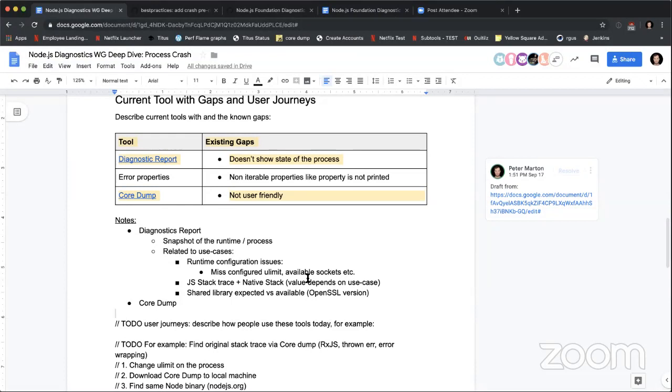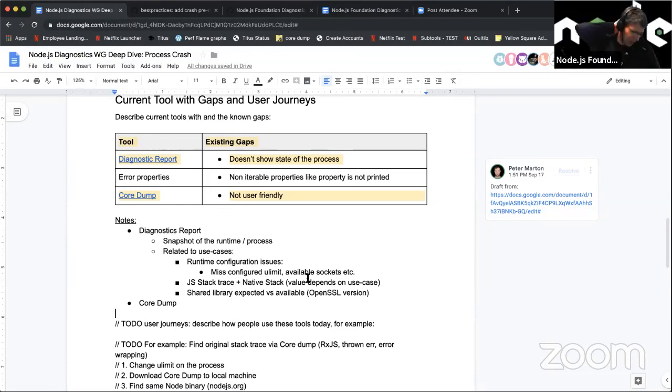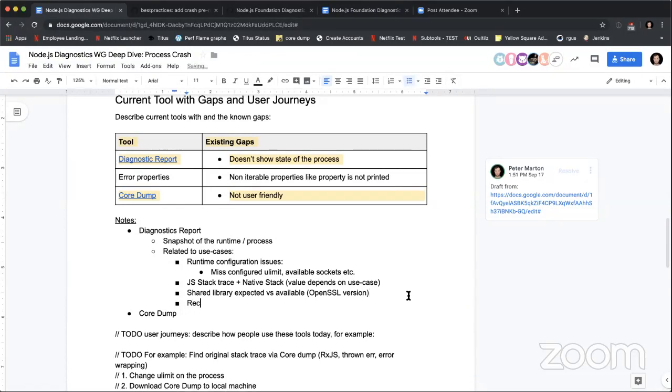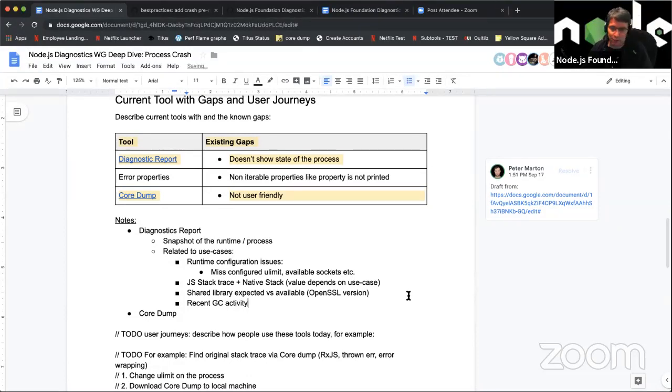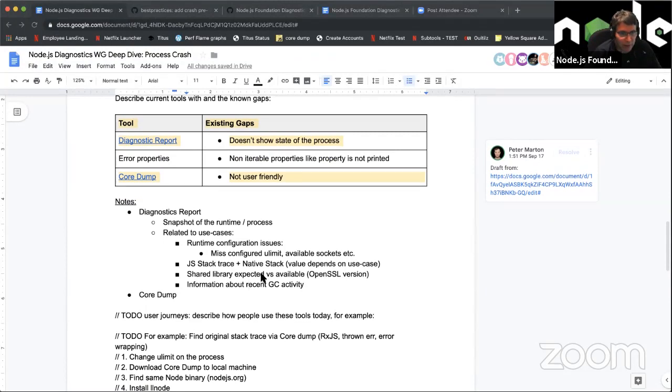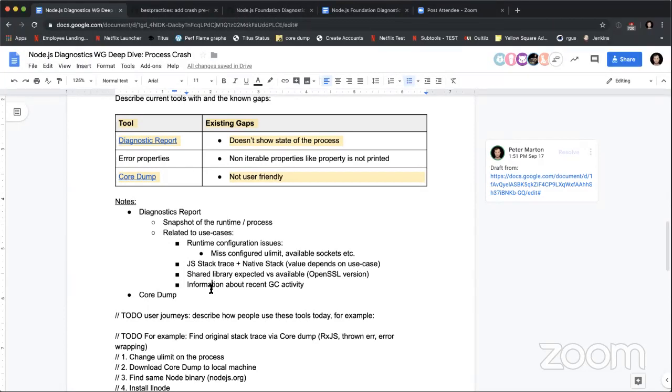Okay, cool. I guess if the exception that you get is a regular GC out of memory, the diagnostic report also includes some information about recent GC activity. So you might be able to tell, okay, wait a sec, just before I got my out of memory, I was GCing like crazy, and the old space size was full, or whatever, that kind of stuff. Okay, cool.